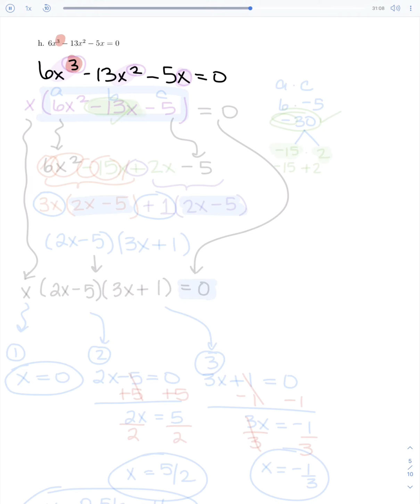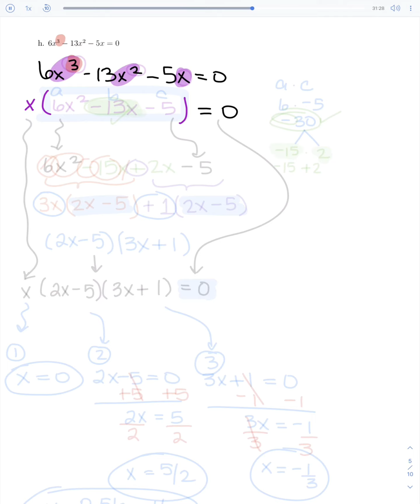And they do, all three terms. We have an x cubed, an x squared, and an x. All three terms have at least one x. So I'm going to factor out a greatest common factor of x, and then our leftovers will go inside of the parentheses. Let's not lose our equal to 0.